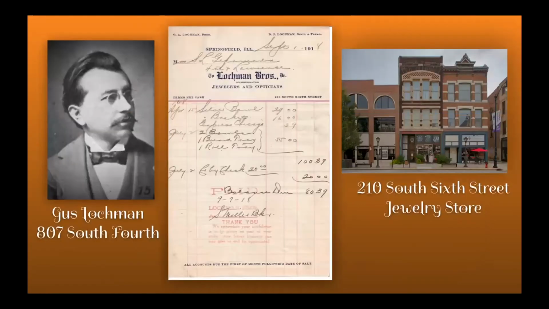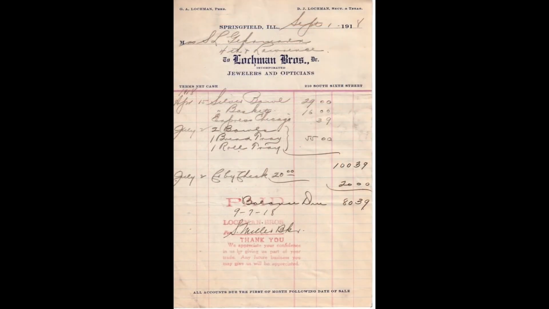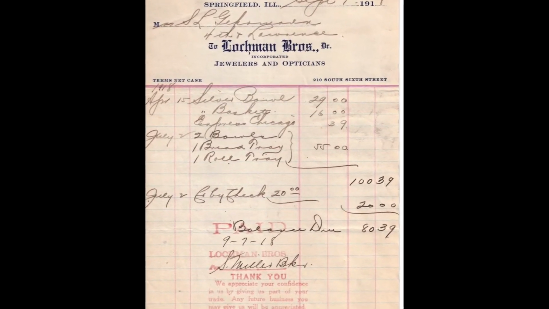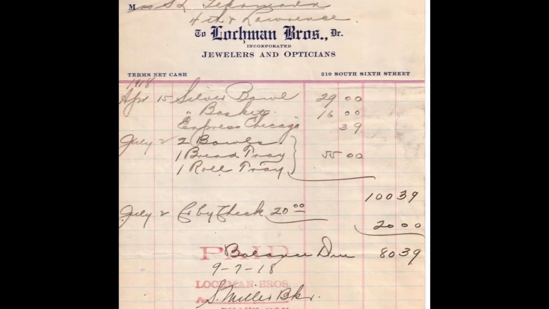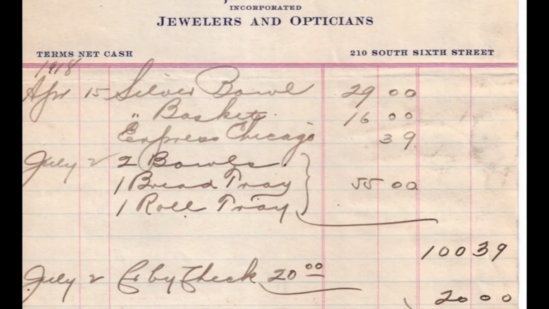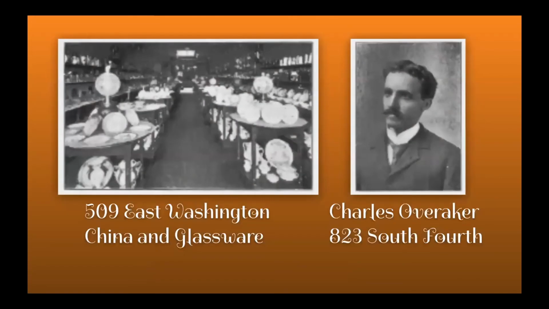Moxo. Gus Lockman to his jeweler store and optician office at 210 South 6th Street, a 3-story building with checkerboard stone trim. We found a receipt showing that Susan Lawrence Dana purchased from this store on several occasions. A silver bowl for $29, a silver basket for $16, a bread and a roll tray. Overacre would be going to his china and glassware store at 509 East Washington.